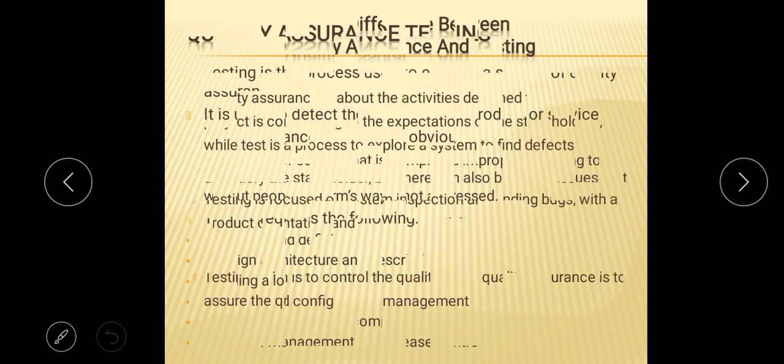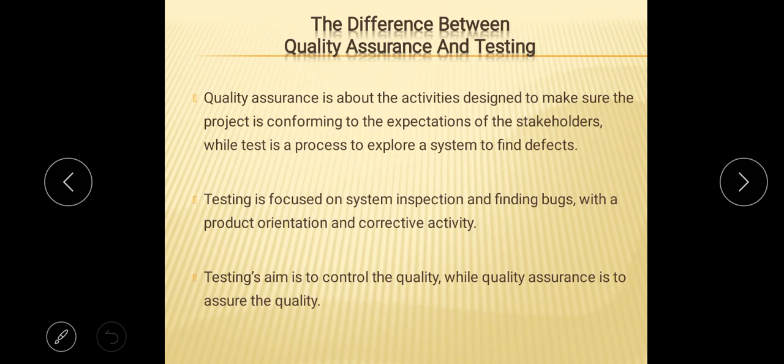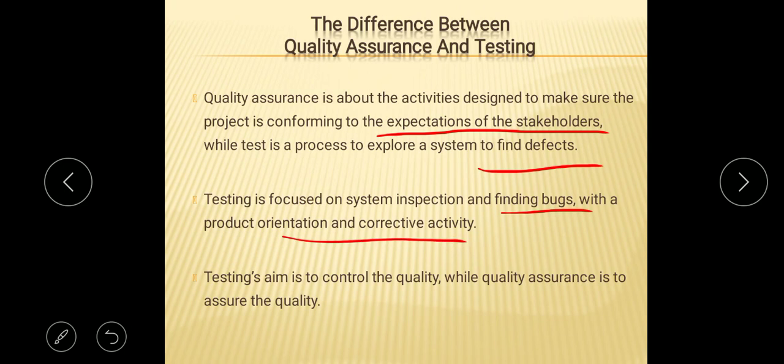Okay, next one is the difference between quality assurance and testing. The difference between quality assurance and testing is that quality assurance is about the activities designed to make sure the project is conforming to the expectations of the stakeholders, while test is a process to explore a system to find defects, right? Next, testing is focused on system inspection and finding bugs with a product orientation and corrective activity. Testing's aim is to control the quality, while quality assurance is to assure the quality.